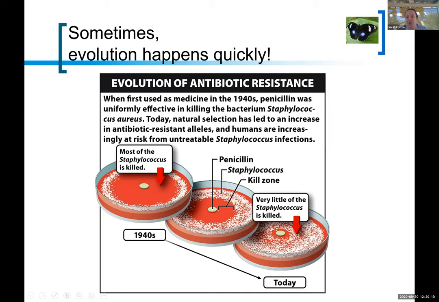Over time, that kill zone, as they call it, has gotten smaller and smaller and smaller. And today, very little of the staph is killed by penicillin, okay? So much so that penicillin is rarely prescribed anymore, right? So if you go on antibiotics, the chances of you going on penicillin are pretty low. One, because of allergies, because some people are allergic to it, but also because it's not effective against a lot of bacteria because the bacteria have become resistant. So let's look at how that happens, okay?